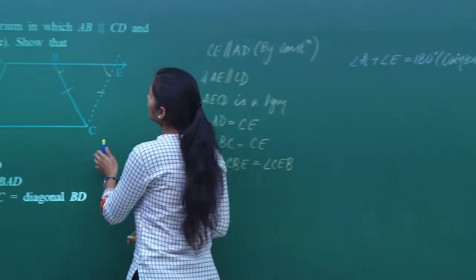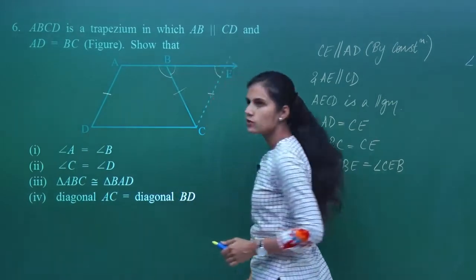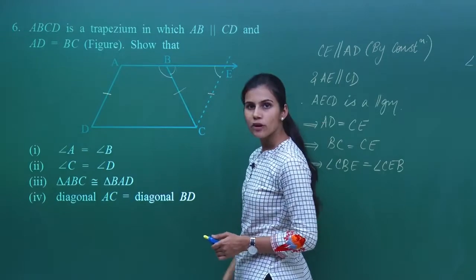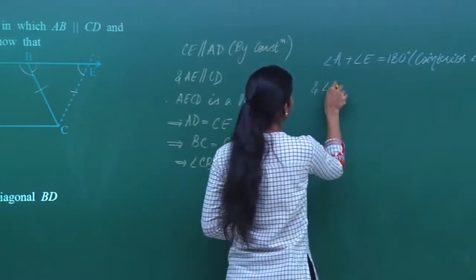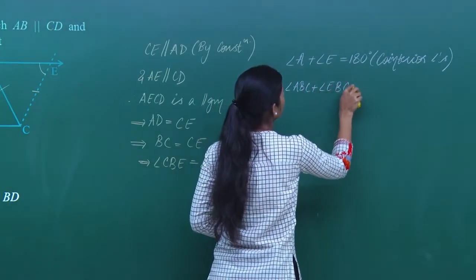Right? And you know that this angle and this angle will also add up to give you 180. Why? Because they are forming a linear pair of angles. So angle ABC plus angle EBC is 180.